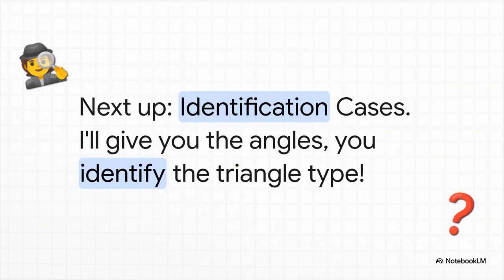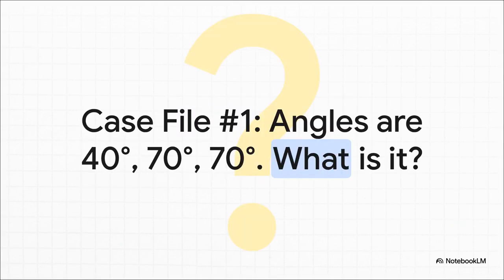Okay, let's switch gears a little. This time, I'm not going to hide any numbers. I'll give you all three angles, and your job is to identify the type of triangle. Ready? Okay, case file number 1. The angles are 40, 70, and another 70. Look closely at that evidence. What's jumping out at you? What kind of triangle fits this profile?